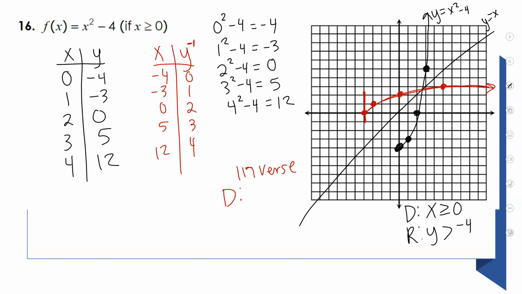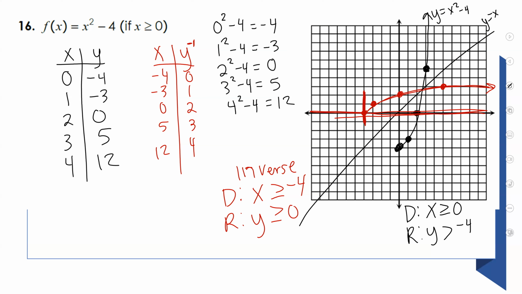It's right here on the left. Where's that? -4. So all the x values are bigger than -4 or less than -4? Bigger. Okay, now let's do the range. All the y values are, here's the bottom, greater than or equal to 0. Perfect. What do you notice about the domain and range of the inverse?